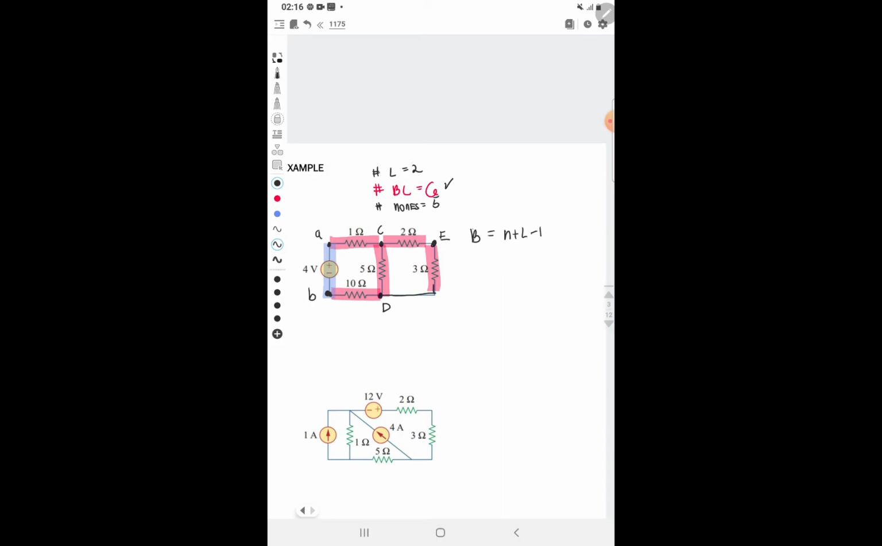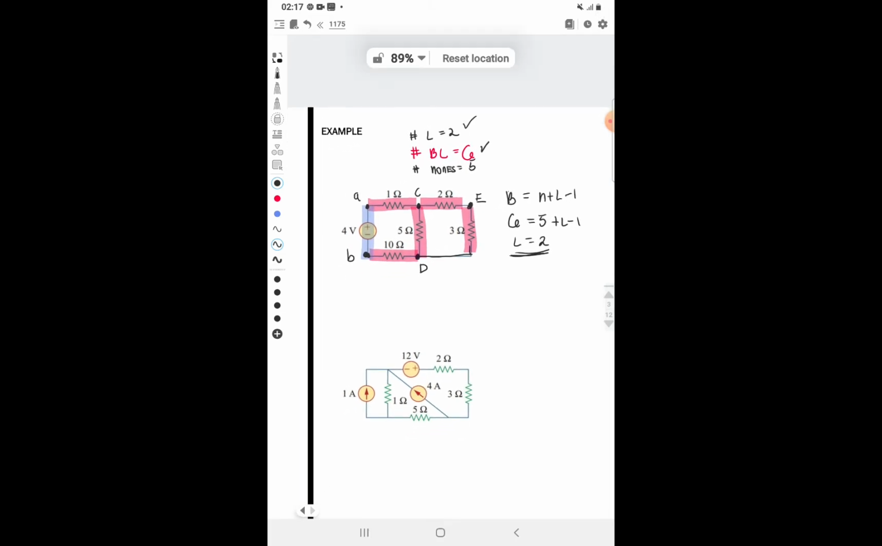Pagsaksak lang tayo dito ng any values. Okay, randomly, let's use our branch circuit, which is equal to 6, which is equal to number of nodes, which is equal to 5, plus L minus 1. You can see that our L is equal to 6 minus 1, 5 minus 1 is 4, 6 minus 4 is 2. Okay, itong loop na to is a number of independent loops that can be found in our example.